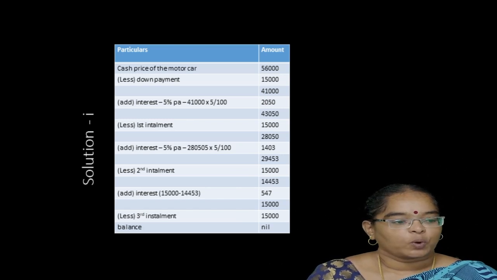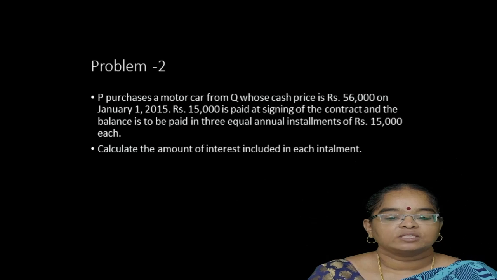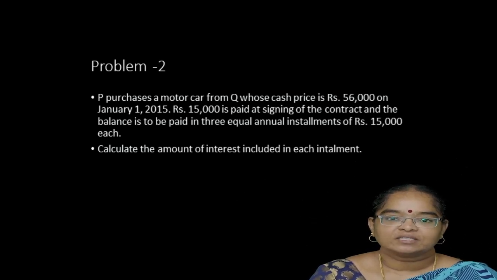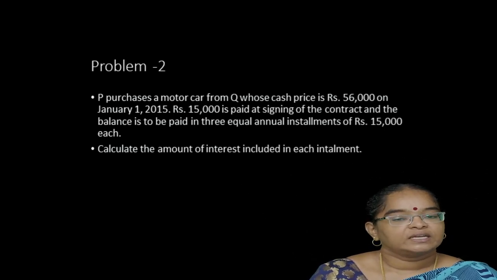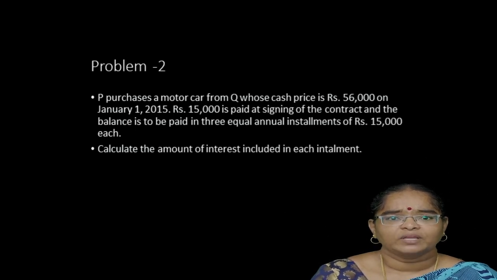Let us see the next problem. P purchased a motor car from Q whose cash price is 56,000 and down payment made is rupees 15,000, and the balance is paid in 3 equal installments of 15,000 each. Compute the amount of interest. It is similar to the first problem, but there is one difference. In the first problem, interest rate 5% is given, but in the second problem, interest rate is not given. So if interest rate is not given, we have to allocate the interest. We have to compute the interest on the basis of some proportionate ratio.